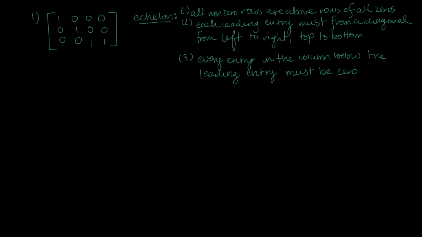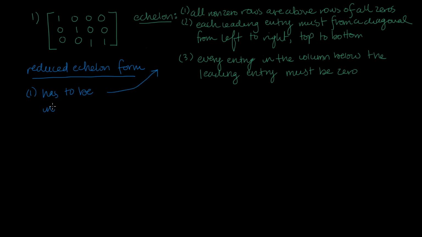Now let me explain reduced echelon form. Reduced echelon form has 3 qualifications as well. The first qualification is obvious. It has to be in echelon form. So it has to follow these 3 rules. 2, the leading entries are all 1s.